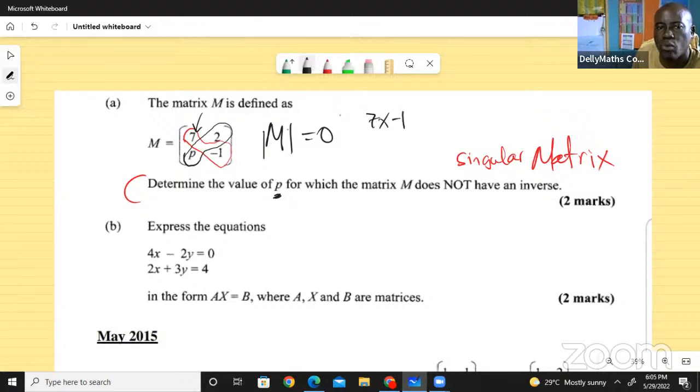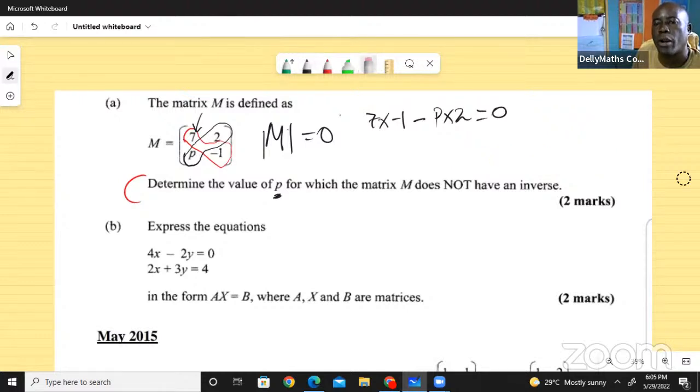7 times negative 1 minus P times 2 should give us 0. So on that basis, we're going to work that out. 7 times negative 1 is negative 7, minus 2P, and this is equal to 0. Remember, we're solving for P, so we're going to be adding 7 to both sides. Negative 2P is equal to 7.